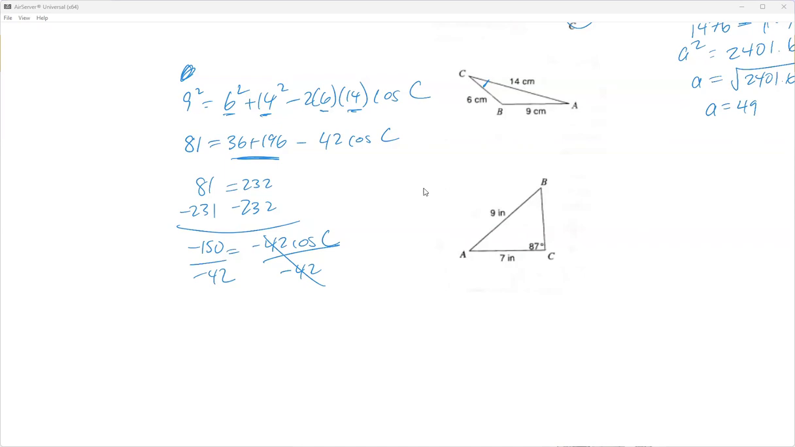Doesn't 2 times 6 times 14 equal 168, not 42? You're right. You know what? I divided it by 2. Sorry, you're right. Thank you. That was huge. 2 times 6 times 14 is 168. Thank you, that saved us. I divided the 3 by 2 for some reason, and then I multiplied it by 14. That's how I got the 42. So we all have these brain parts. All right, so 150 divided by 168, and then inverse cosine of the answer, it is 26.7.